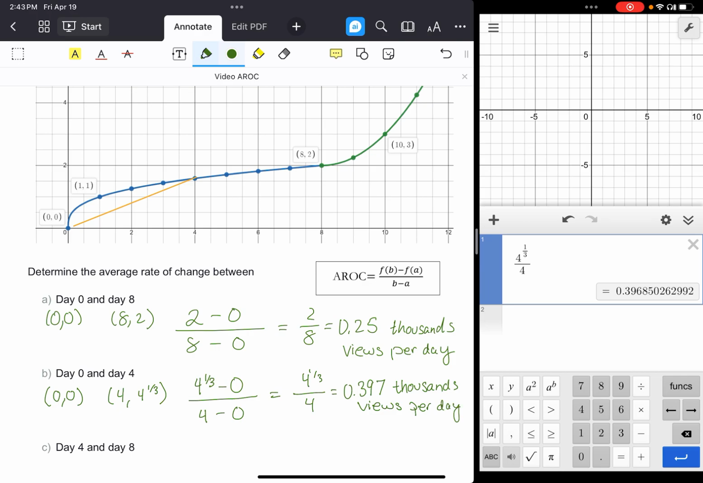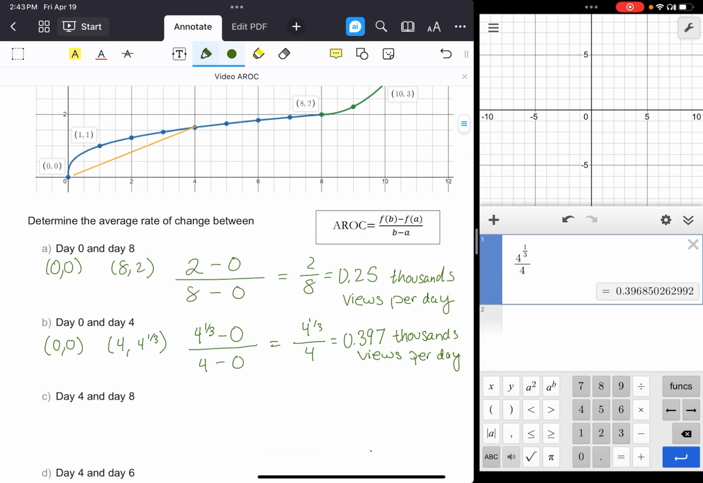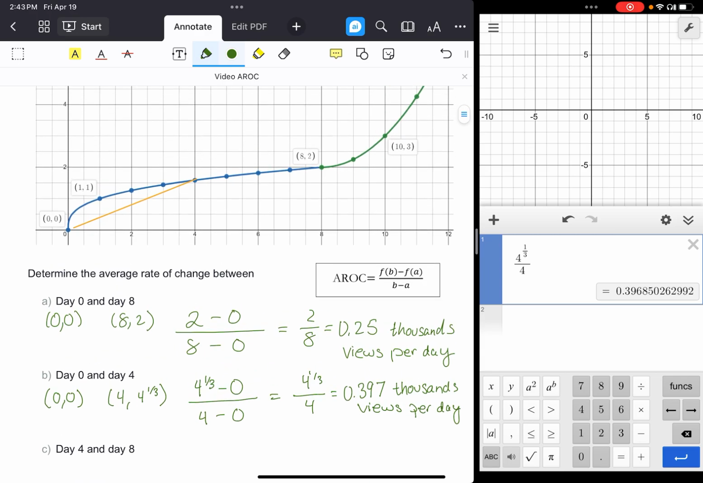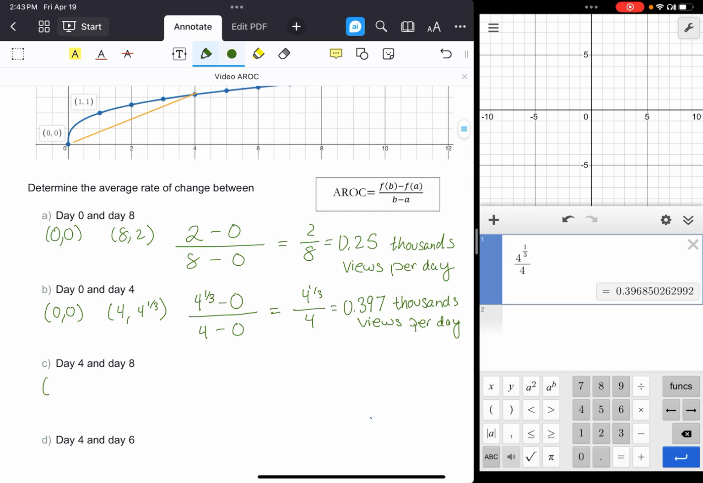And yes, it is a little larger. Remember, this is increasing at a decreasing rate, so the further along the function that we go, the smaller that rate of change is. And so in the first half, it does make sense that the rate of change is a little faster. But what if instead of focusing on the first half, we focused on the second half? And so what if we did between day 4 and day 8?